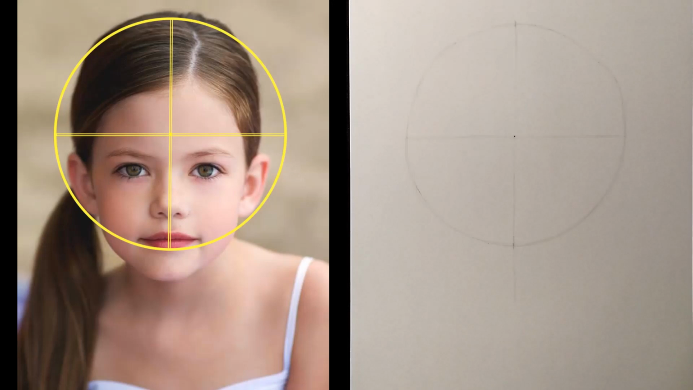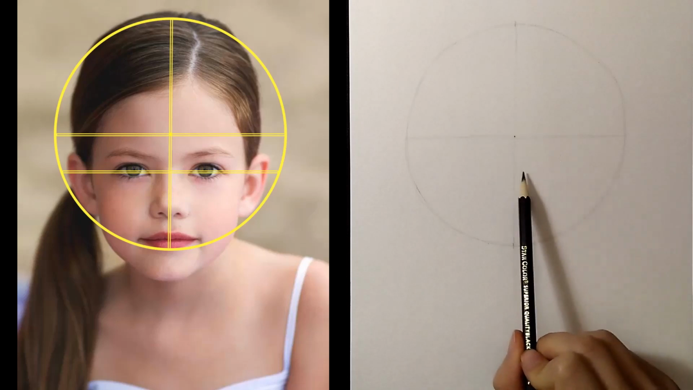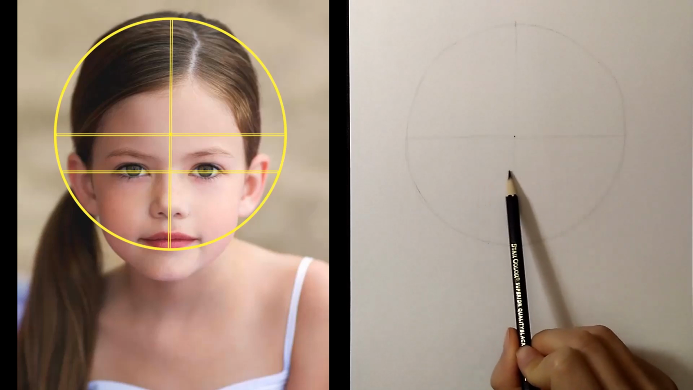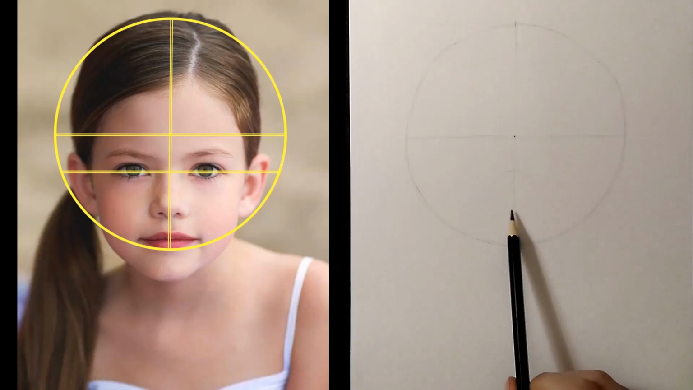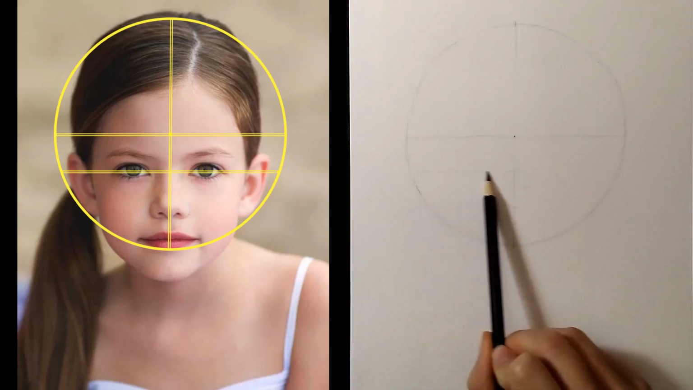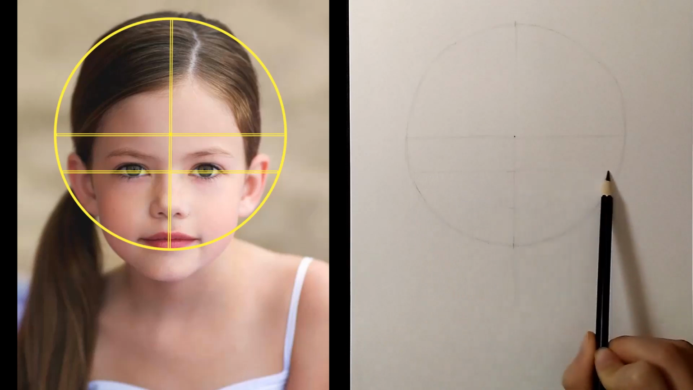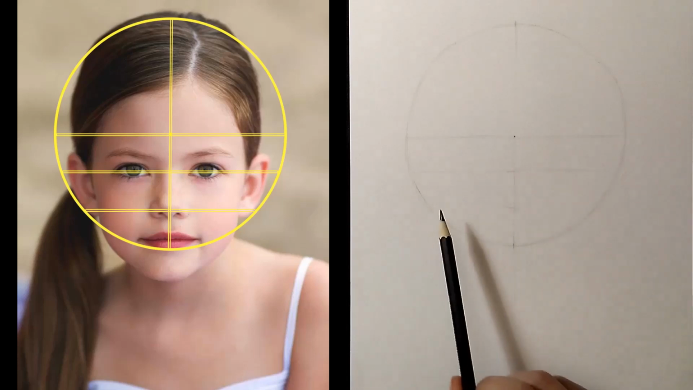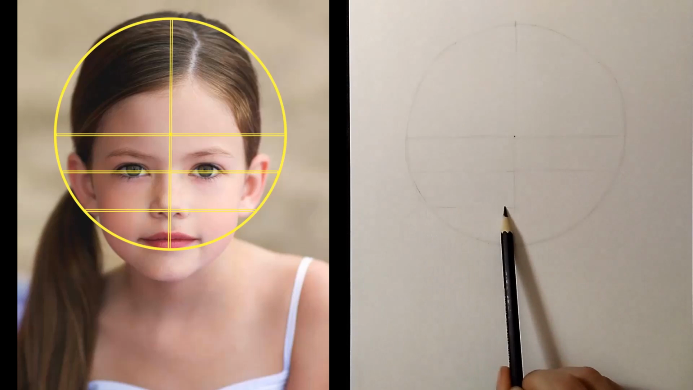Let's go back to the little girl's face and study the reference photo. If you look at the center line of the face and divide the bottom radius of the circle into 3 equal parts, you have the solution. You get a line that goes through the outer corners of the eyes. And you get a line that goes over the nostrils.